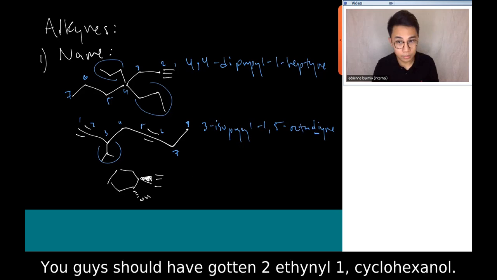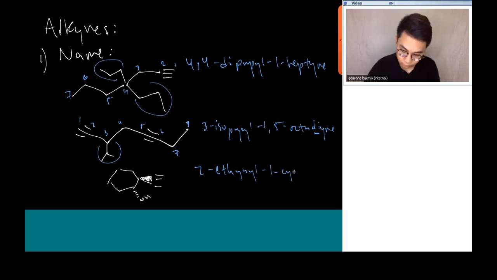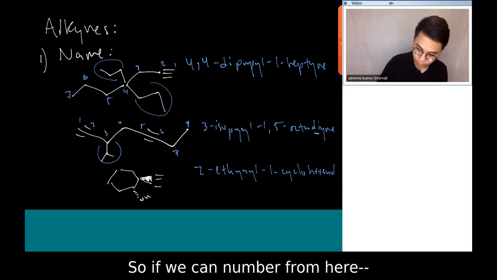You guys should have gone this: 2-ethenyl-1-cyclohexanol, right? So we numbered from here.